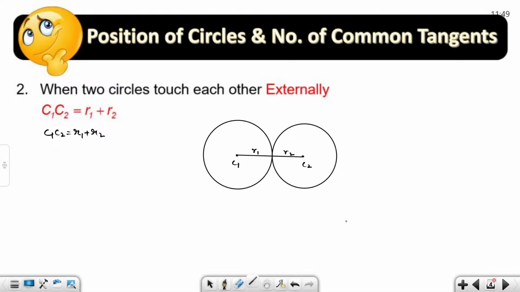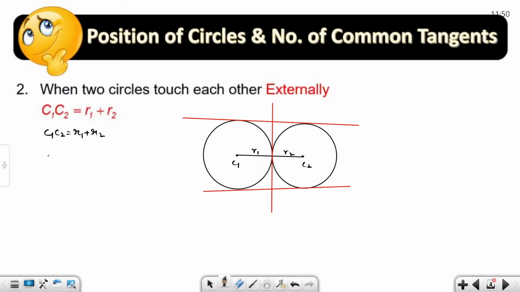Is it clear? Now the second question: how many common tangents are possible? We can easily see that this is one common tangent. This is another common tangent. So these are the two common tangents. Am I correct? And there is another common tangent, which is this. Yes or no? Now you tell me how many tangents are possible here.